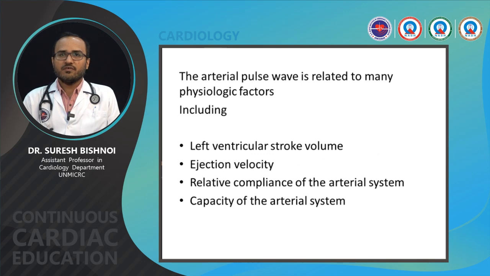And the arterial pulse waveform is related to many physiological factors, which include factors starting from the heart and extending up to the periphery. The foremost starting factor is the left ventricular stroke volume. Next is the ejection velocity. Then it is followed by the relative compliance of the arterial system and the capacity of the arterial system. All these factors contribute to the contour and configuration of the pulse.